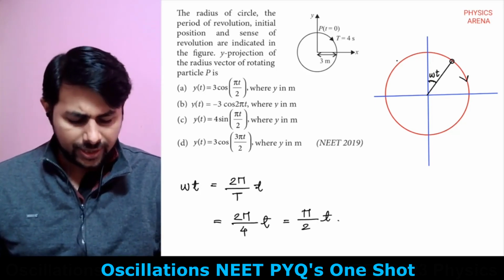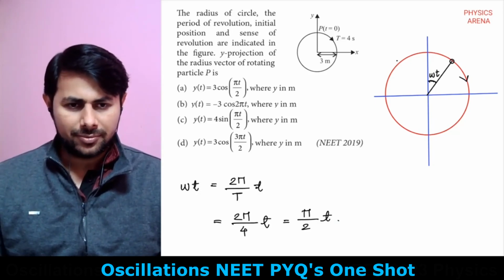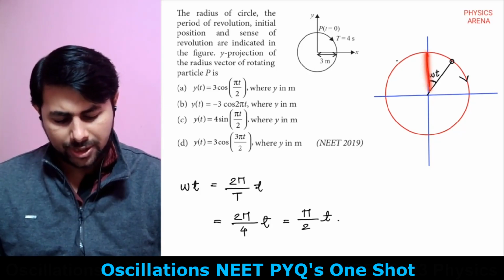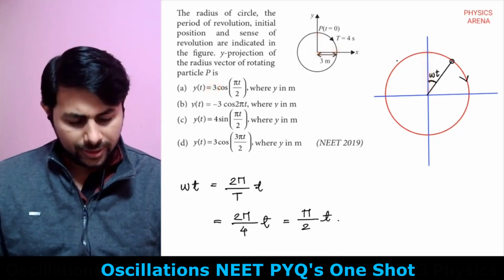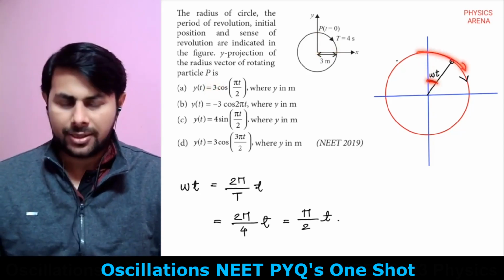Okay, now it's clear actually. It's option A, right? Very good. Because amplitude will be equal to what? Radius of circle, which is equal to 3 meters. Okay, so because it's moving like this, angle is omega t.